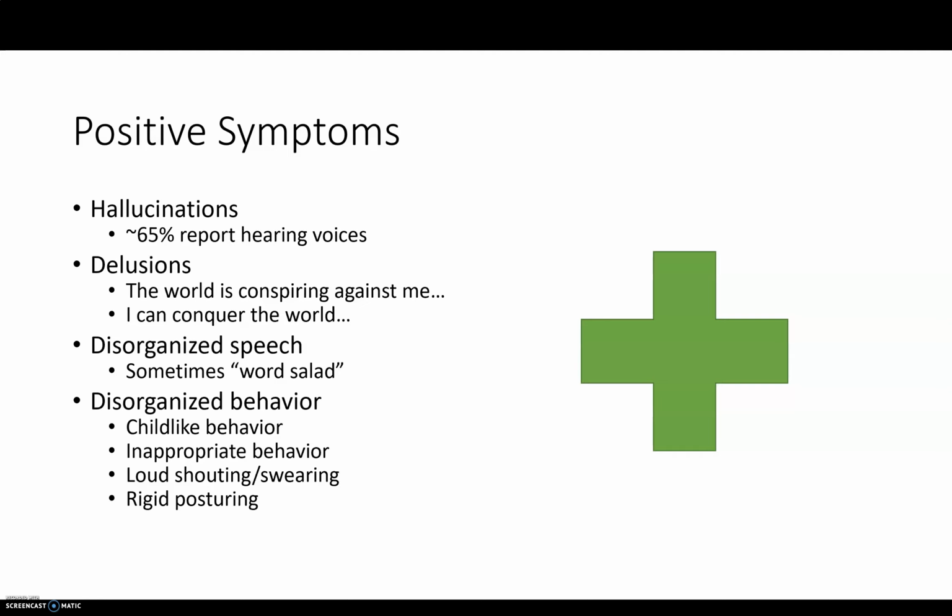Delusions can take the form of delusions of grandeur, that I am Superman, or I can conquer the world, or they could be delusions that the world is conspiring against you, that the CIA is spying on you, or that everyone is plotting your demise. So those are positive symptoms.